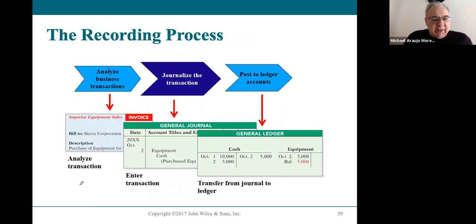So in this particular diagram, you had spent all of your time analyzing transactions. The next stop here is, now that you're done with that, we're going to be putting it in the journal. So this is where we stop today. When I see you next time, we'll pick up from there.